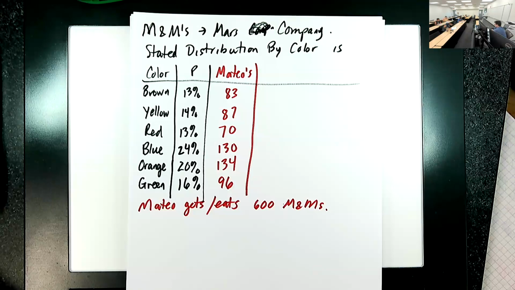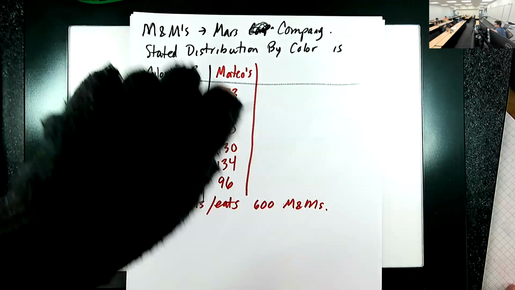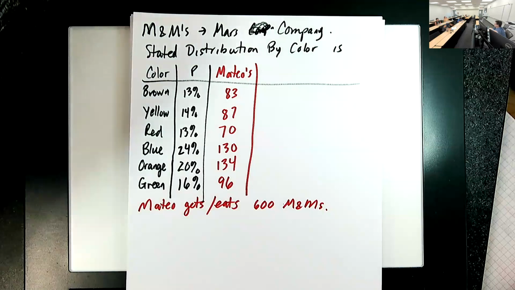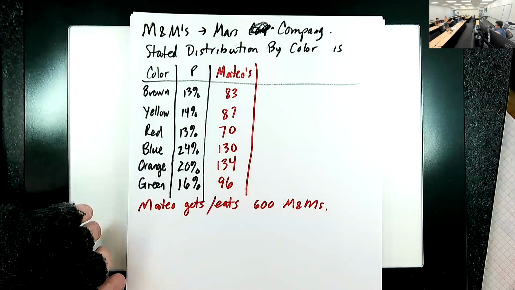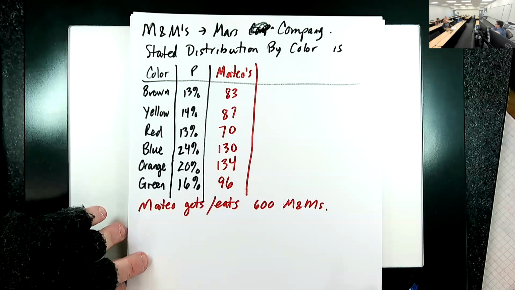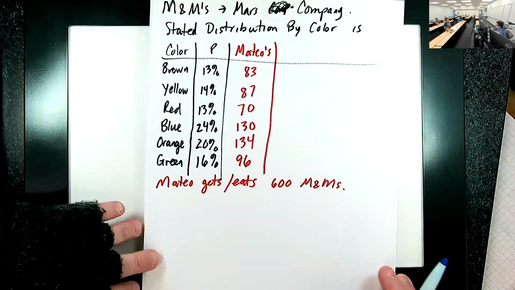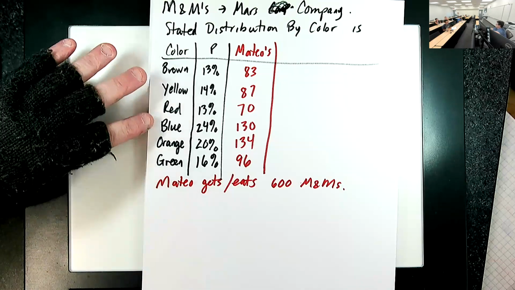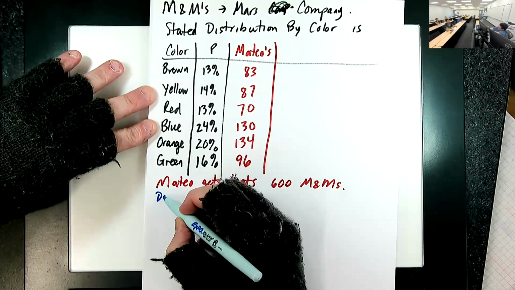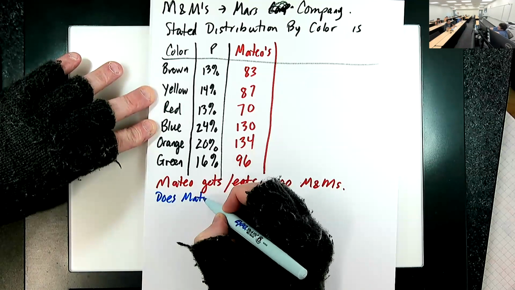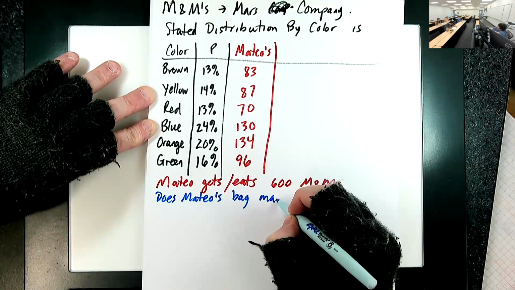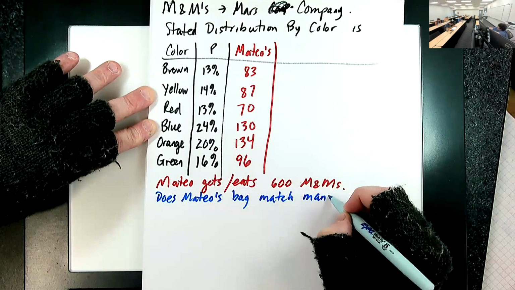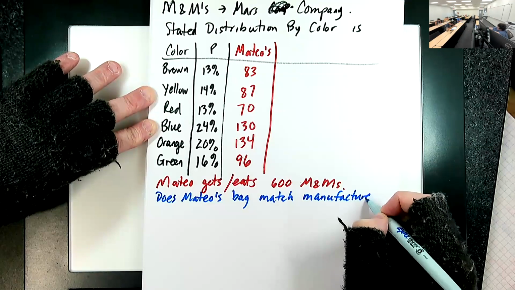All right, so here is your equivalent of your final exam question. There's a little bit more. Let's figure out what we've got to do first. What we need to do is test to see, does Mateo's bag match the manufacturer's distribution? That's our question.